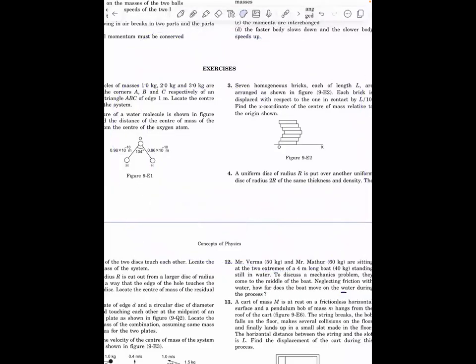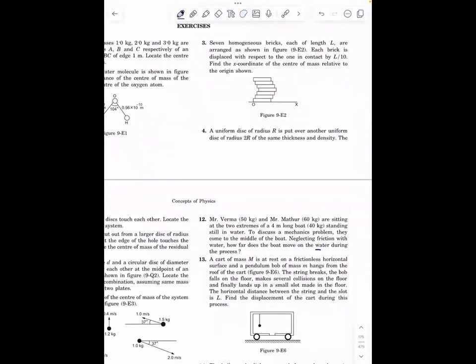See, guys, the simplest way to think is like this. When all three are at this position, can I calculate the center of mass if I'm taking this as the origin? Coordinates 2, 0 and 4, 0. I'm calculating the center of mass.